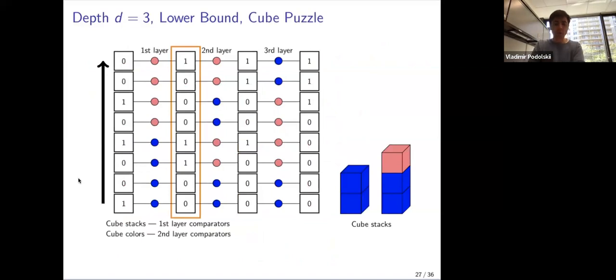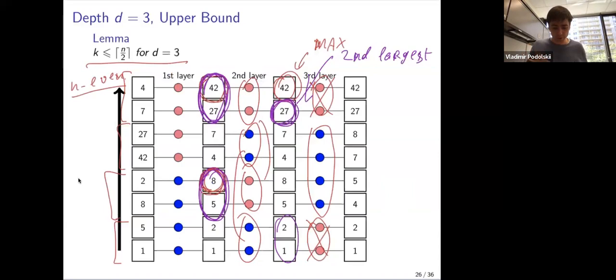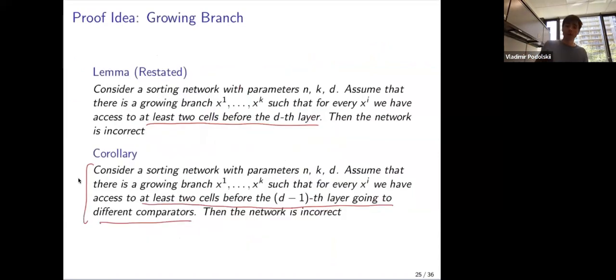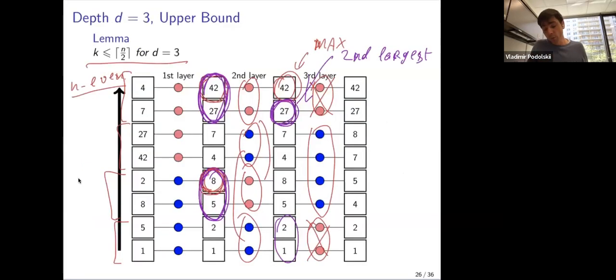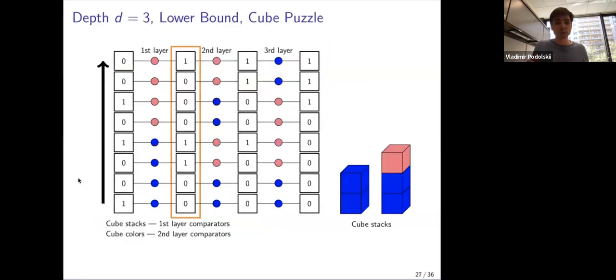Okay, now let's move on. I think I will have enough time to discuss depth equals 3, and we will not have enough time for depth 4. Let me remind you, I probably have to go a couple of slides back. What is the condition to prove that the network is incorrect? If you have a growing branch, such that on every input you have access to at least two cells before the layer d-1, so two layers before the end, and these two cells go to different comparators. And now I will draw you a picture for d equals 3.